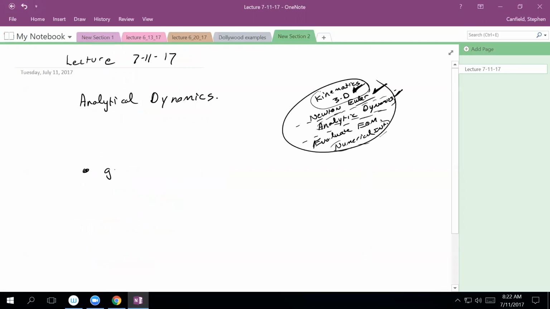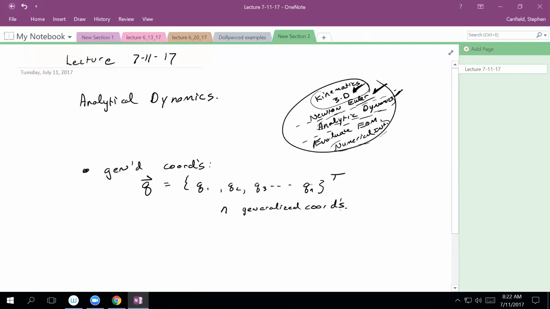So to start with, let's march through. We talked about generalized coordinates. Again, I want you to watch that. But when you think about generalized coordinates, we're going to refer to our generalized coordinates as some vector Q, and that Q is going to contain components q1, q2, q3, all the way up to qn. So the idea here is we have n generalized coordinates. And those coordinates really, frankly, can be anything. These q_i can be anything that describes your system.